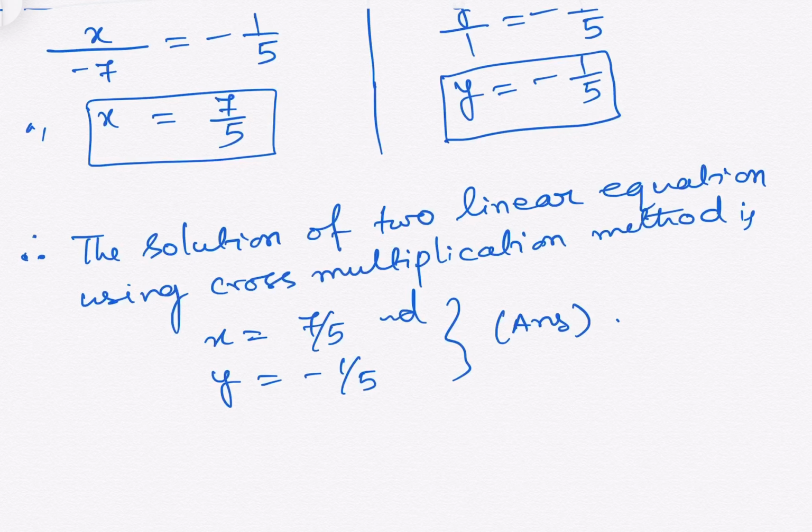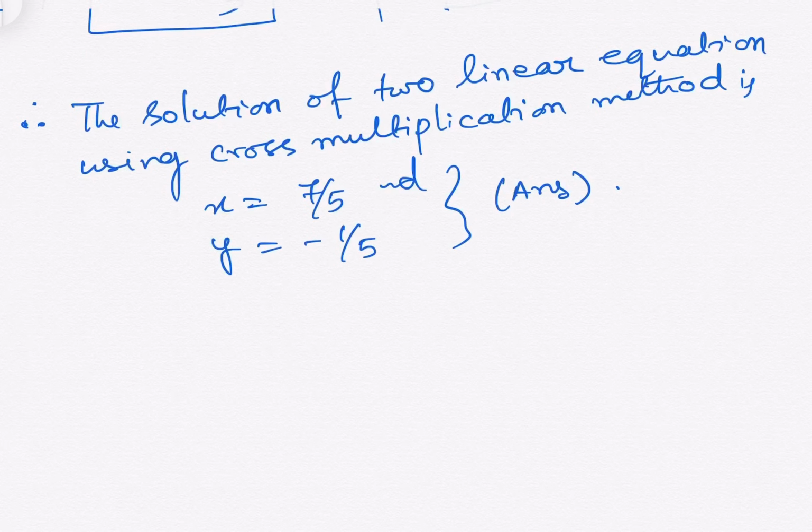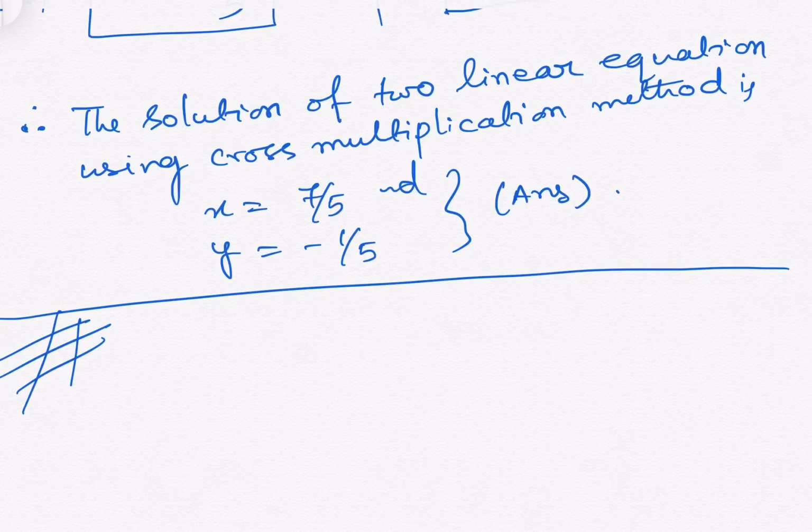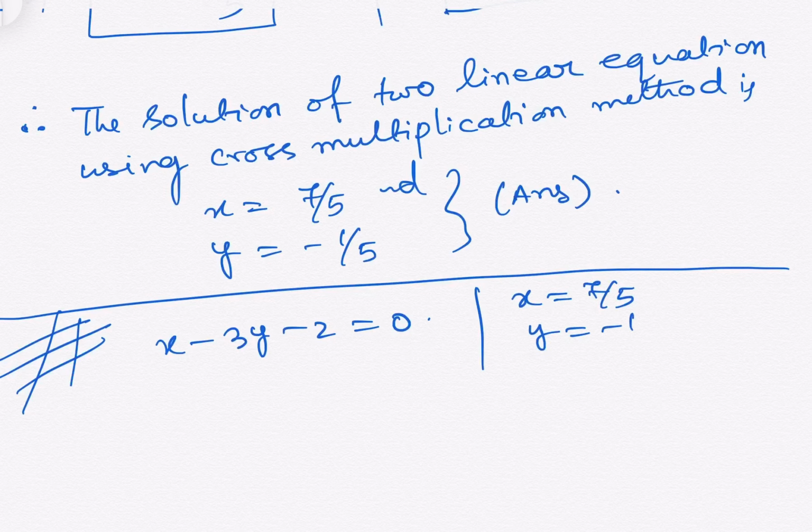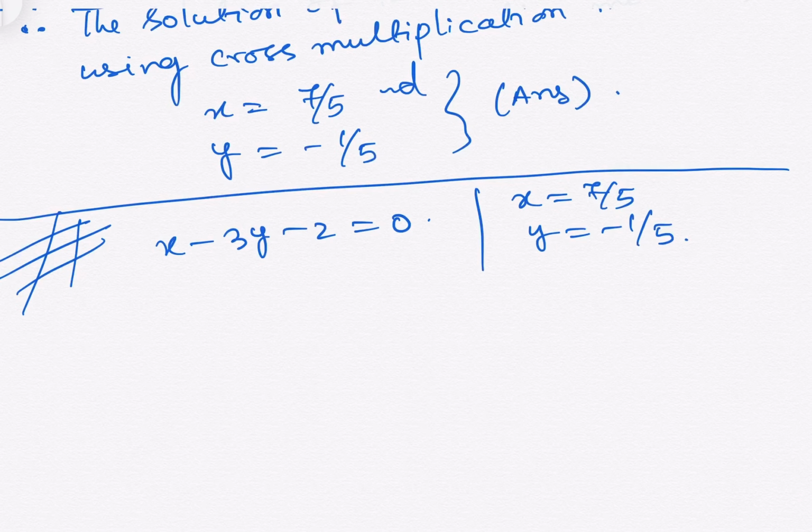So now if you want to check whether your answer is correct or not, simply you substitute these two variables in any one of the given equations. So now I am showing you here. I will take equation 2, which is x minus 3y minus 2 equals to 0. Our variables are x equals to 7/5 and y equals to -1/5. So now substitute these two variables in the LHS part. This is the LHS part and this is the RHS part. If the LHS part equals the RHS part, then your answer is correct.